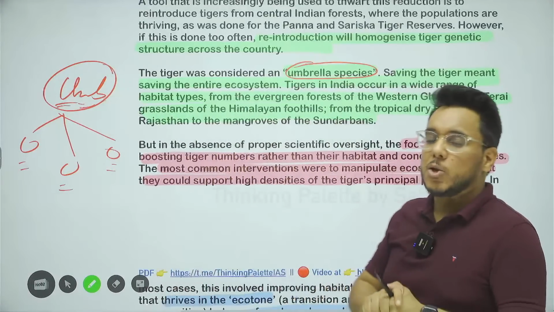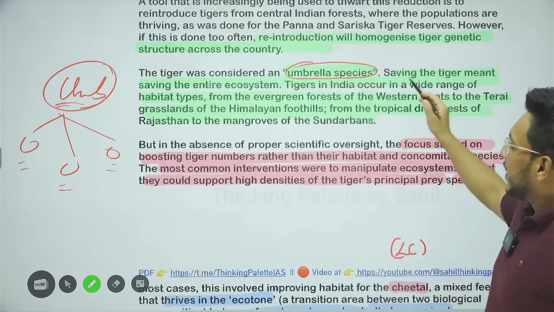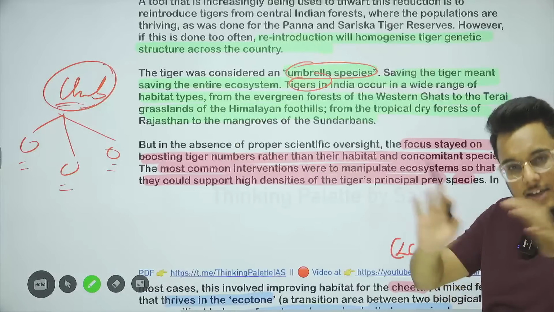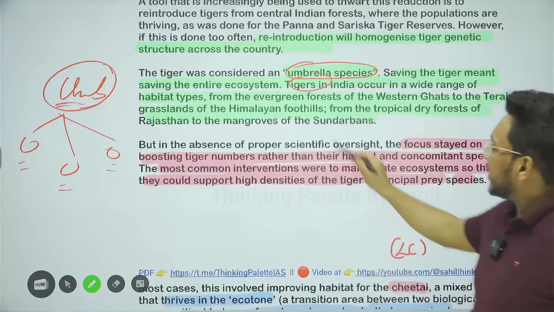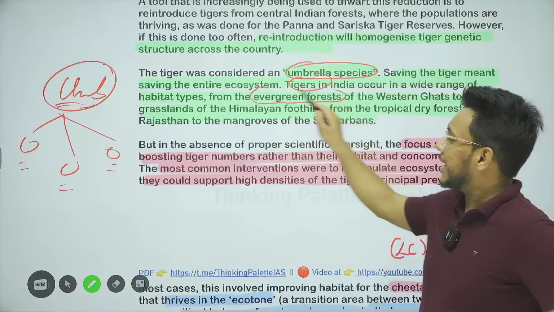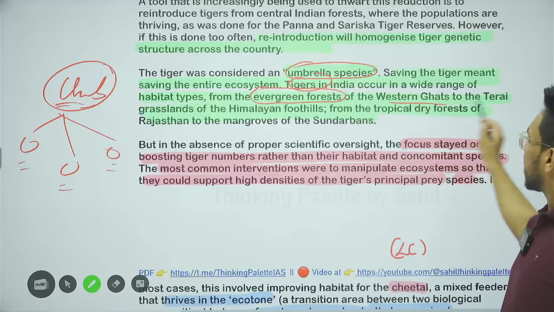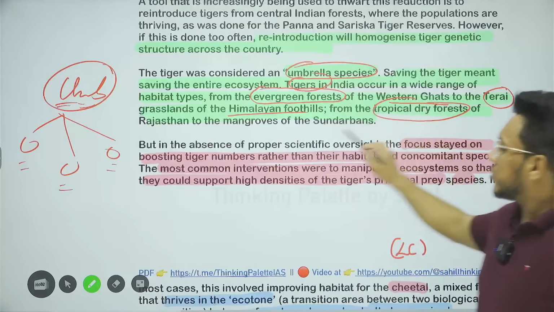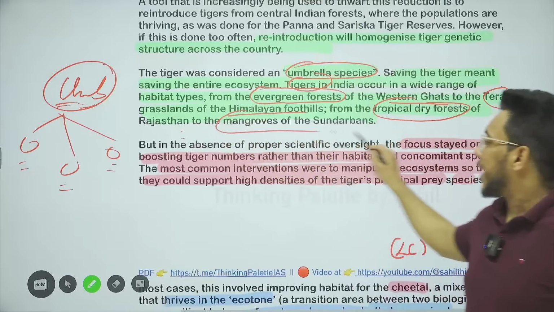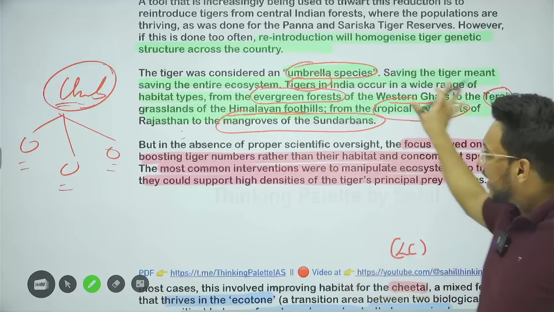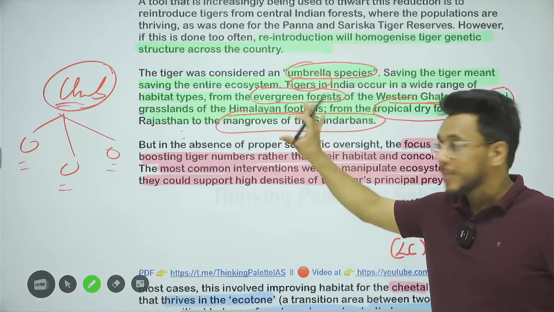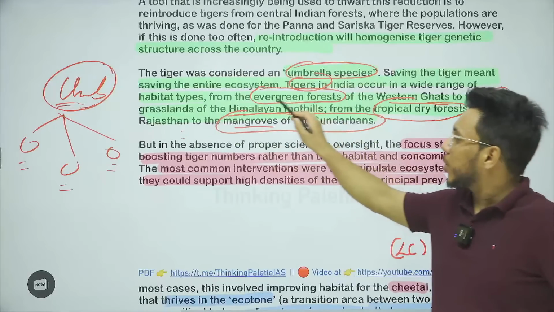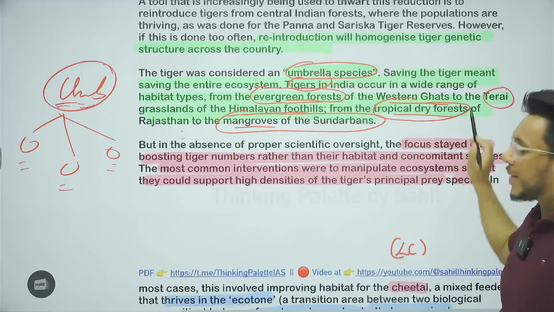Let me give you one example; you'll be able to understand this. When we talk about the tiger, tigers in India live in different kinds of habitats. For example, they reside in the evergreen forests of the Western Ghats, in the Terai grasslands in the Himalayas. They are also in the tropical dry forests of Rajasthan. They also thrive in the mangroves of the Sundarbans. So in different types of habitats they are living. So when a tiger population is there, we need to also protect mangroves. We also need to protect the evergreen forest. We also need to protect the tropical dry forest.